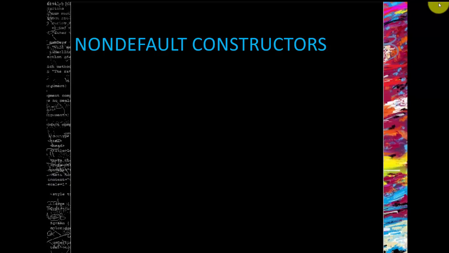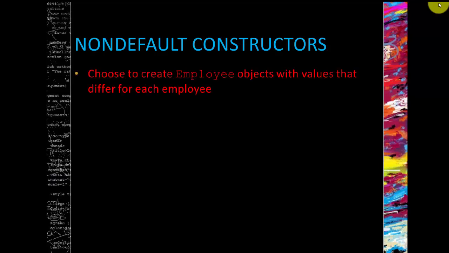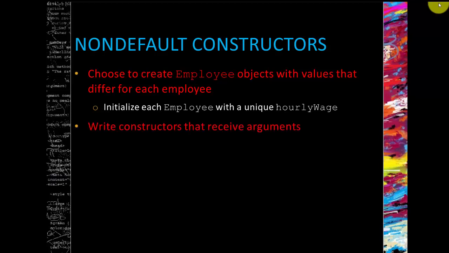When you are creating your own constructors, your automatically supplied default is no longer accessible. So when you choose to create employee objects with values that differ from each employee, you've got to initialize each employee with a unique hourly wage straight away when you create an instance of your employee class. You're going to write constructors that receive arguments, such as employee, part-time worker. Part-time worker would be your instance of your employee class, so it's your object. And you can see here is our hourly wage, which we are going to have to input directly.